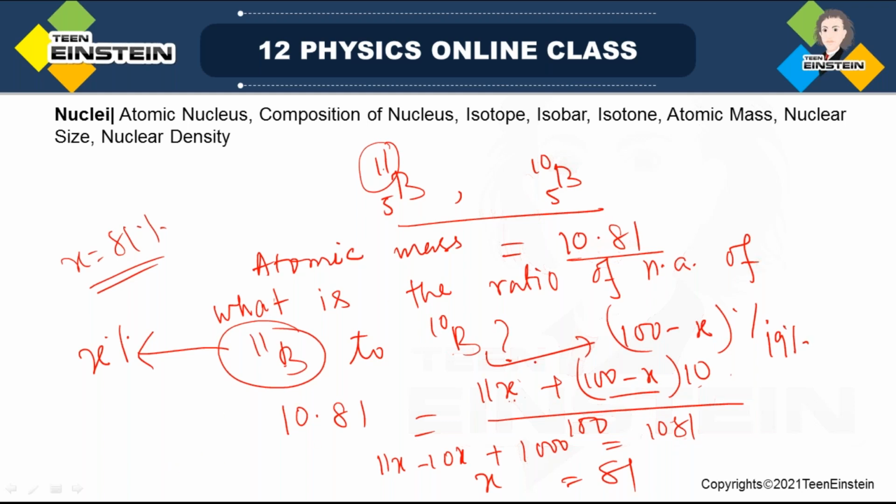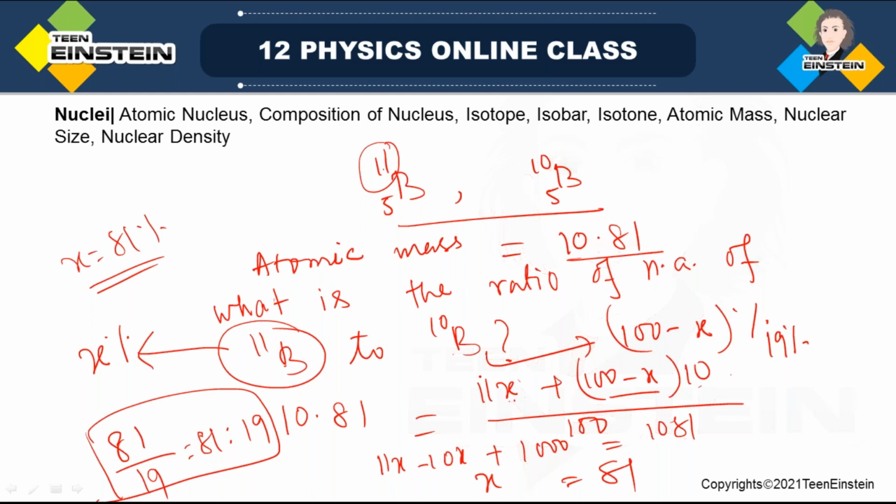Okay. So what will be the answer for this question? The ratio you have to take. Ratio will be 81 to 19, or 81 is to 19. So this is the ratio you'll get for this particular problem.